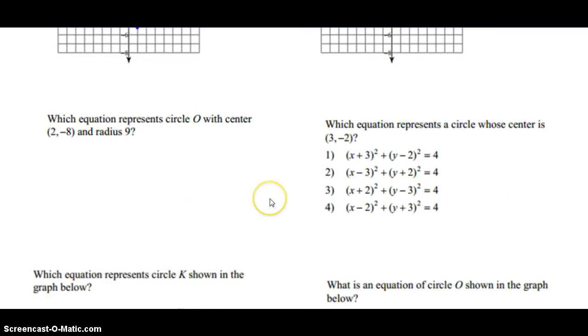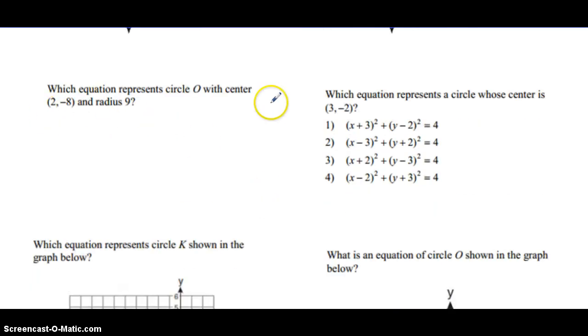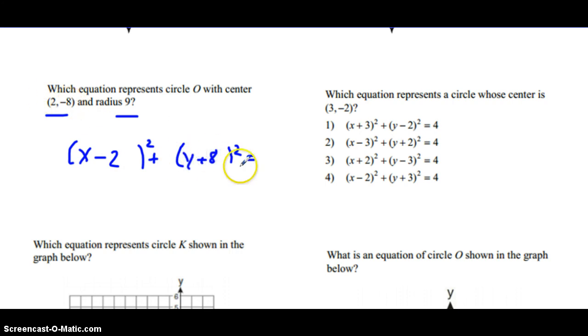Now one last question. We want to write the equation of circle O with center 2, negative 8, and a radius of 9. Hopefully we have this down by now, but if you don't, just start setting your stuff up like that. Okay? Now we just got to fill it in. So it's going to be x minus 2, because we changed the sign, y plus 8, because we changed the sign of this, equals 9 squared, which is 81, and that is your equation.